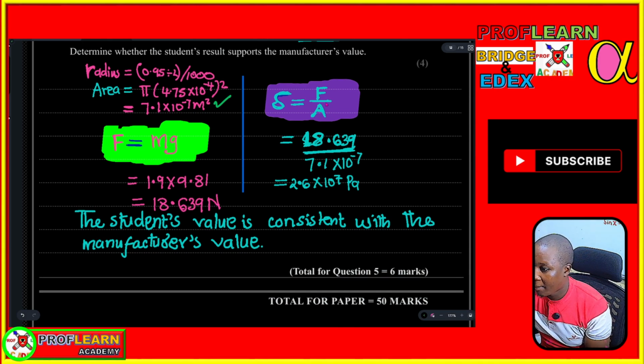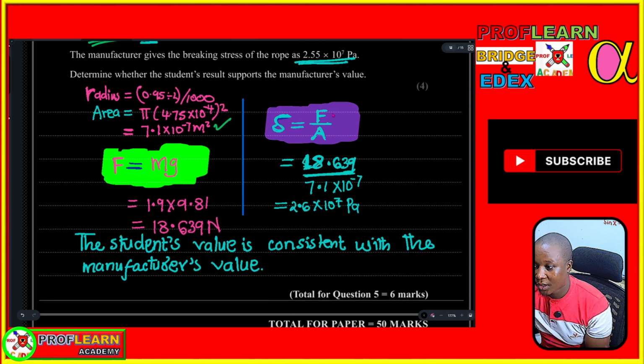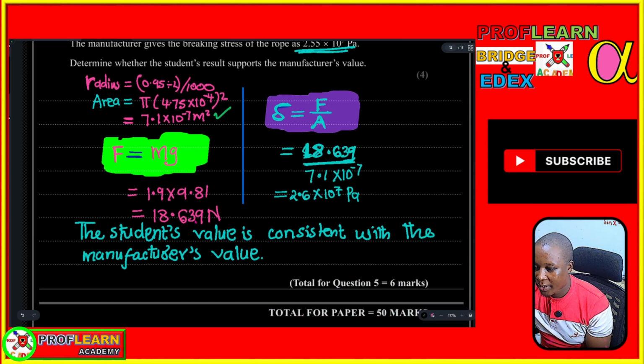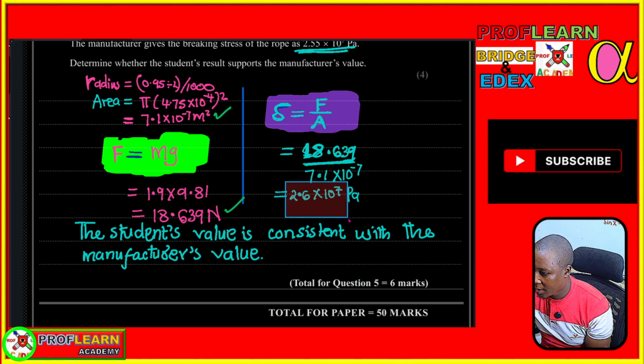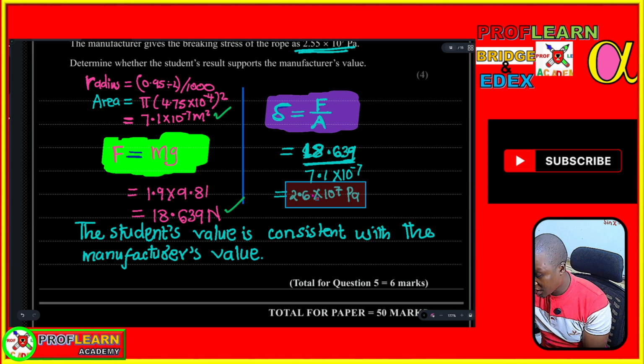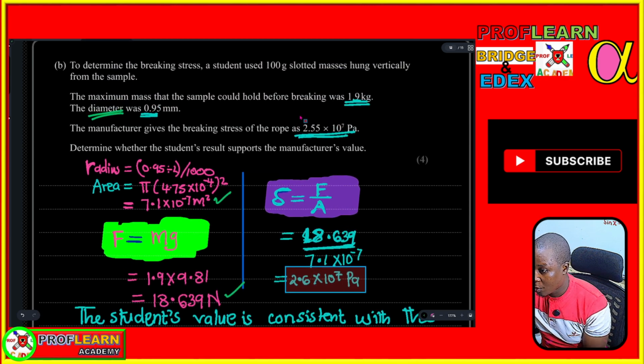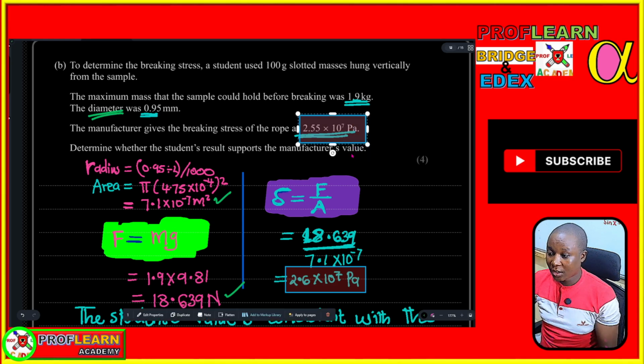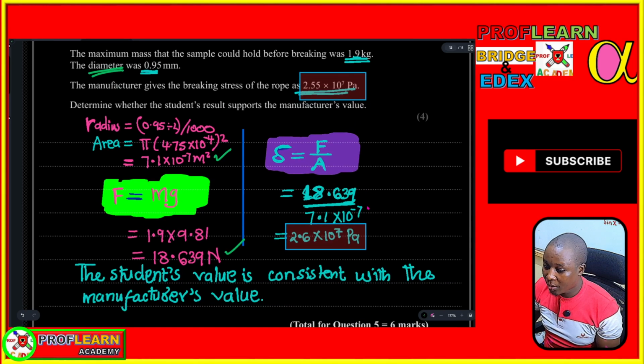And we shall now apply the formula for stress. Stress is force over area. We already have the force, we already have the area, so we work it out. We are going to get our stress to be 2.6 times 10 raised to the power 7. You can see the value the student has gotten is consistent with the manufacturer reading, which was given as 2.55 times 10 raised to the power 7 pascals. Basically, this is what you are supposed to do in this paper.